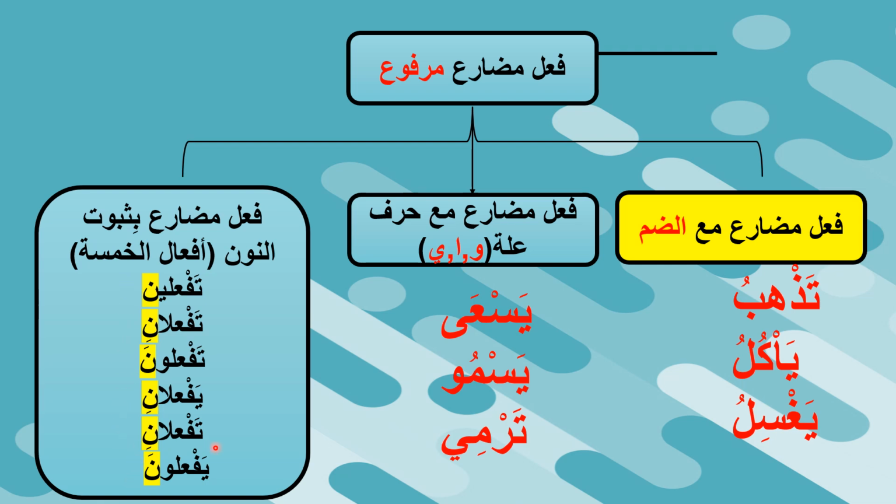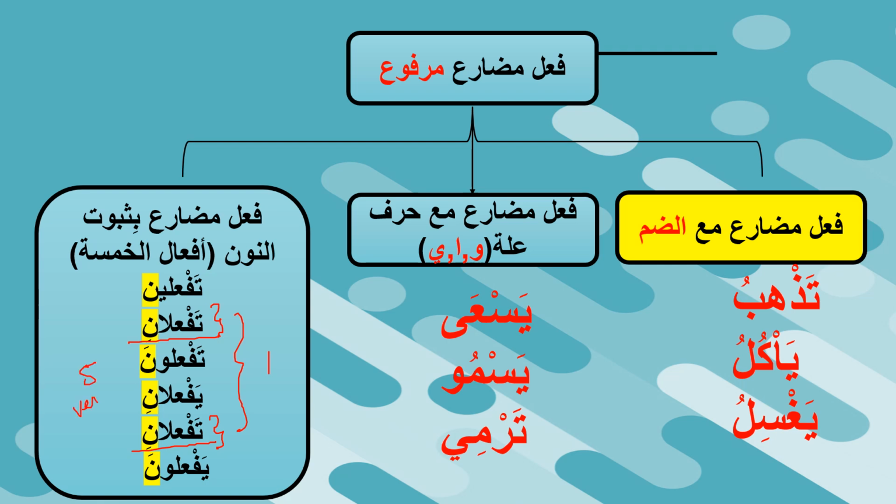But how is it five? How do you take it as five when there are six of them? The Taf'alani is taken as one. One being repeated, we take them as one. Consider them as one. So now we have five. Instead of six, we have five Afal al-Khamsa.